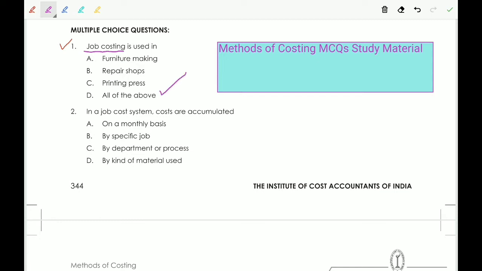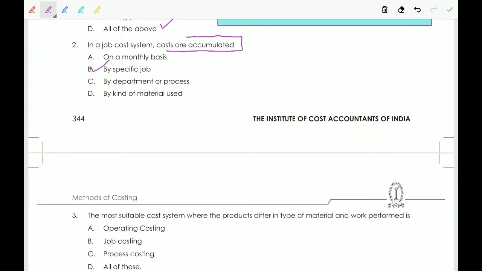Next, in a job cost system, costs are accumulated on a monthly basis by specific job, by department or process, by kind of material issued. So the answer is by specific job. If you listen to the introduction class, we can easily answer this type of questions.